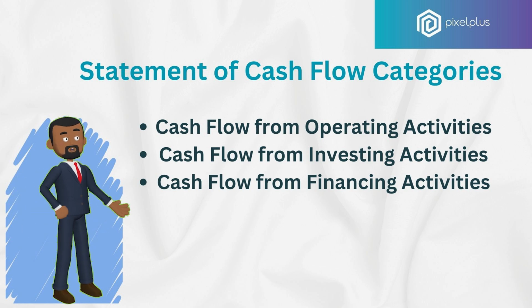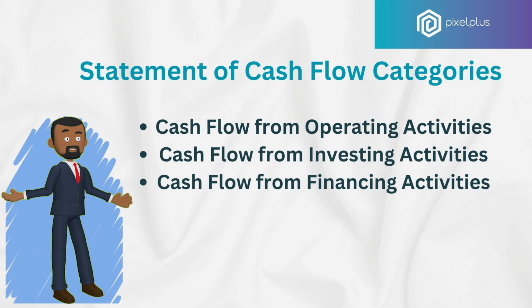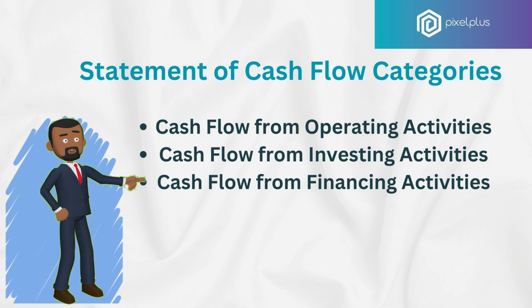Second is investing activities. This part of the statement details cash flows related to the acquisition and disposal of long-term assets such as property, plant, equipment, and investments. It includes cash payments for capital expenditures, cash received from the sale of assets, and investments in securities. Investing activities provide insight into a company's growth strategy and its long-term financial health.